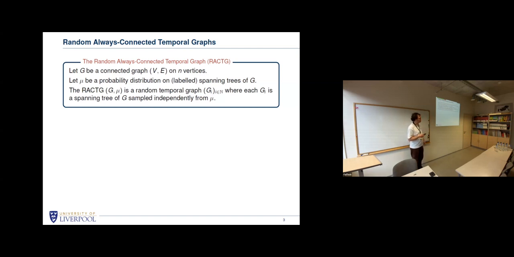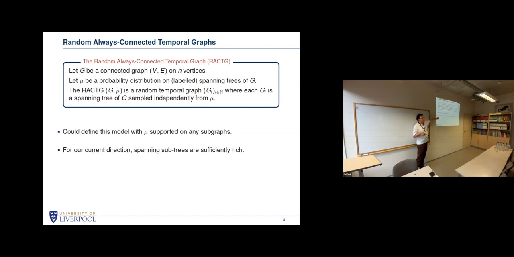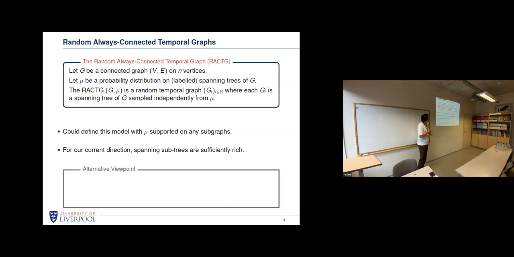This is the model we wanted to consider, and so why spanning trees? Well, you can actually define this with any spanning subgraphs. You could put a measure on any spanning subgraphs, and that's a perfectly reasonable model. For the problems we're going to consider here, spanning trees are already a sufficiently rich class of spanning subgraphs, because we're going to be considering exploration problems. For these problems, the extra edges only really help you.